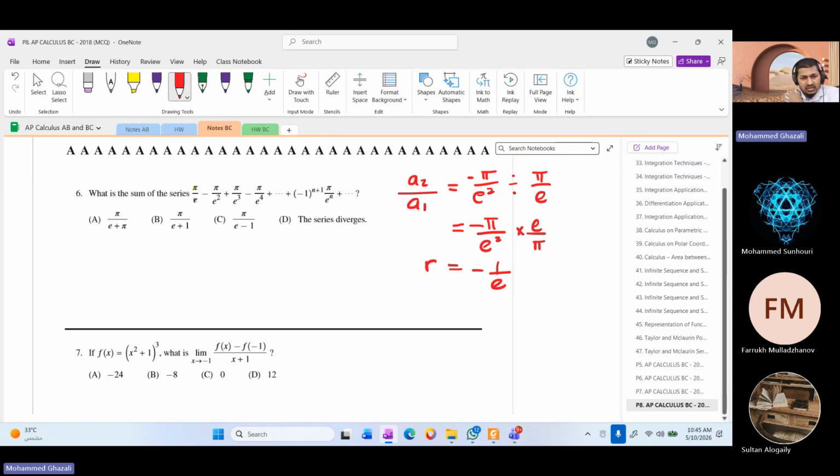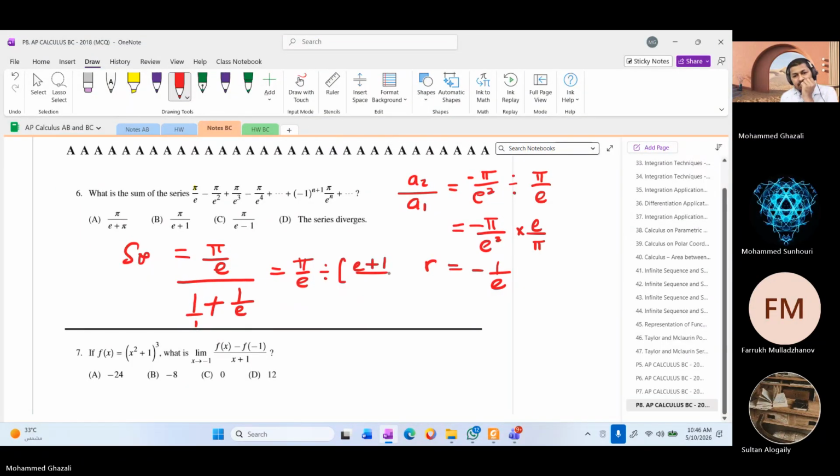So your first term is pi over e. We've got a sum to infinity. The first term is pi over e, and we divide by 1 minus the common ratio, which is 1 plus 1 over e, because minus minus is plus. So we got pi over e divided by, that's 1 over 1, so it'd be e plus 1 over e. Pi over e multiplied by e over e plus 1. The e's cancel out, you're getting pi over e plus 1. The answer is B.